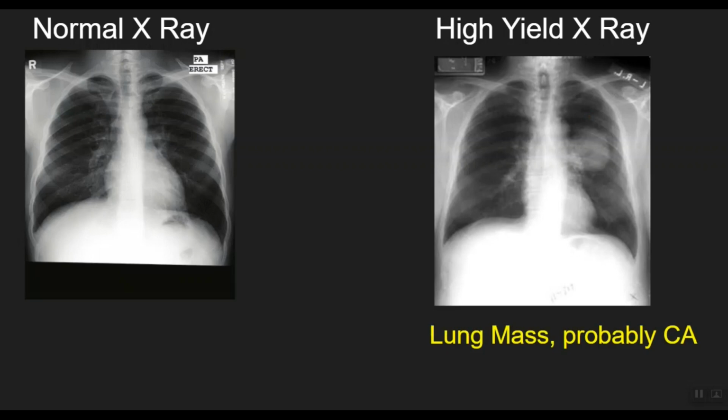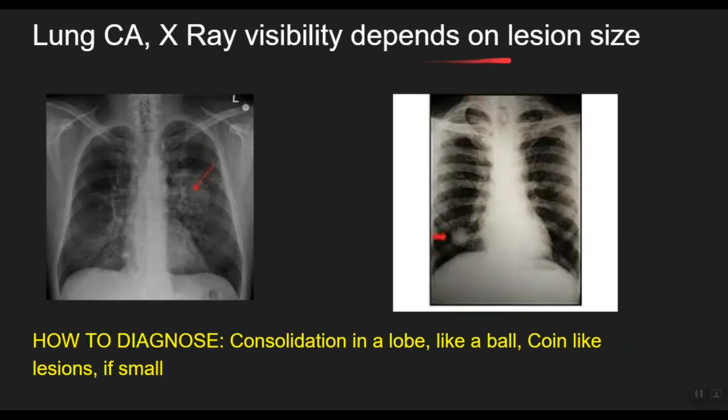The visibility and appearance of a lung mass depends entirely on the size of the particular mass. For example, here you can see that the mass size is so big it almost looks like a tennis ball. But if the mass is small or if the cancer is in early stages, you often see a characteristic coin lesion as seen here. This coin lesion appearance is super important for the early diagnosis of lung cancer.